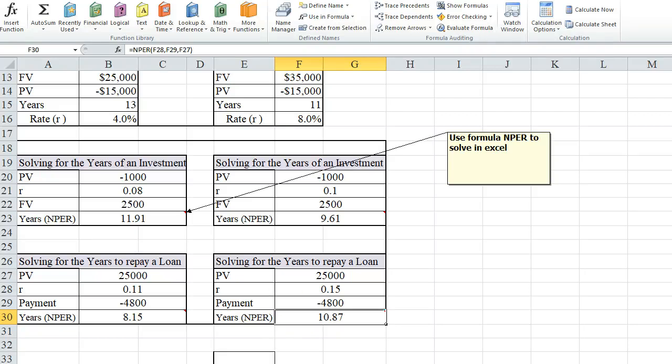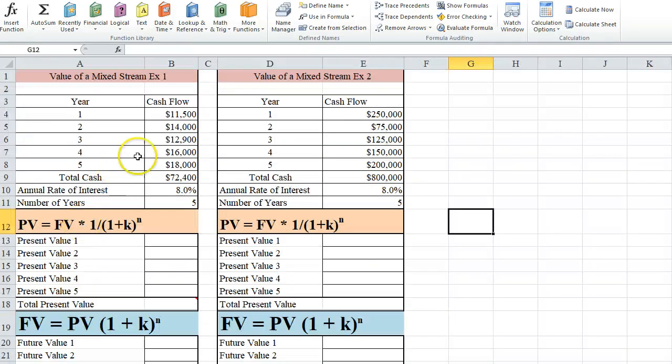Okay, so let's now move to the mixed stream. Okay, so this is the mixed stream of what if, so if these are annuities that don't have even cash flows. So we have different cash flows for each year, not the same amount every year. So annuity is a cash flow of equal size. These are different cash flows. So how do we calculate the present value of a mixed stream of cash flows?